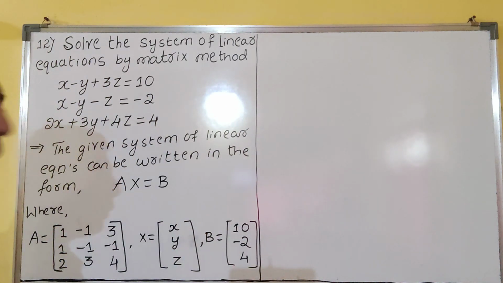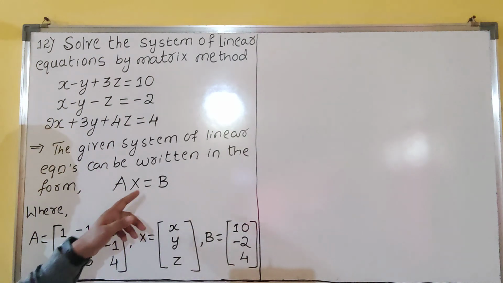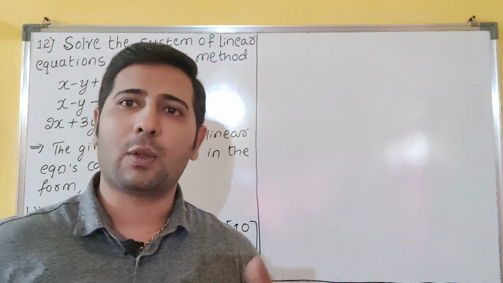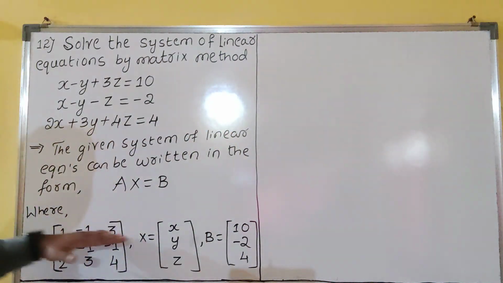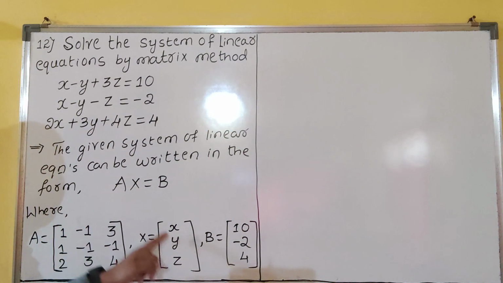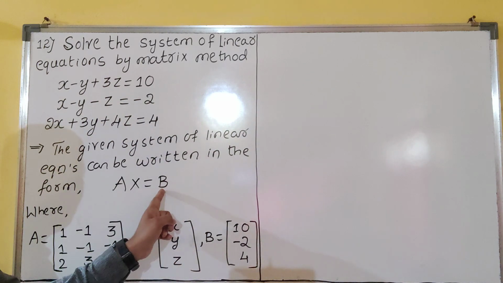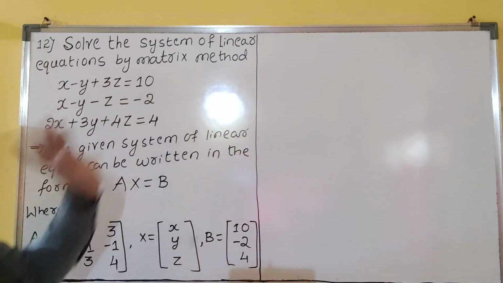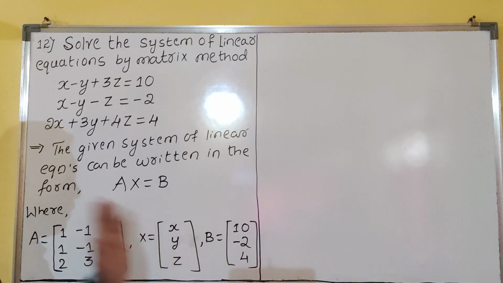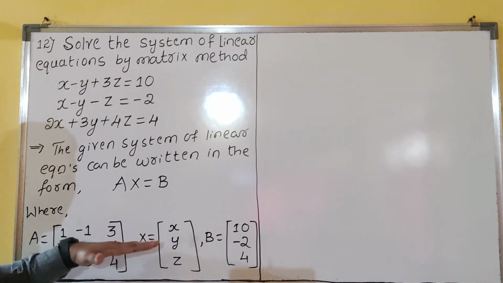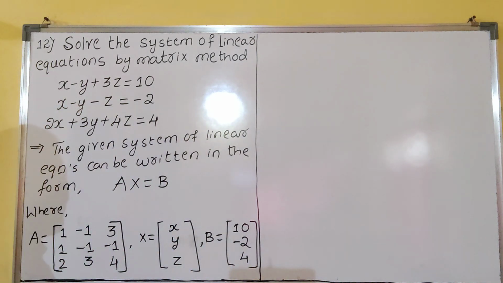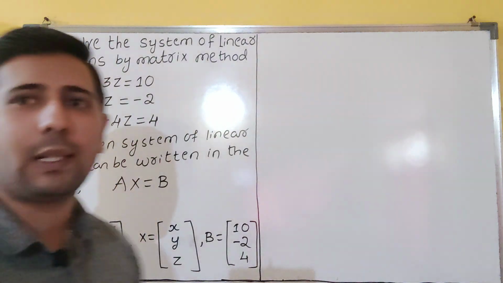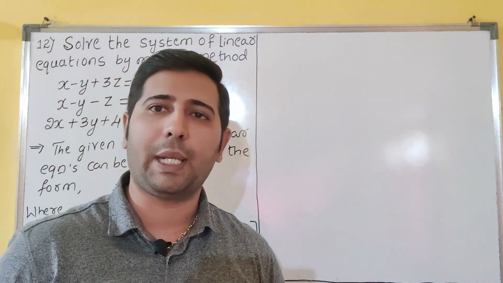So why have we written AX is equal to B, you know. If you multiply A into X, you know how to multiply matrices: row into column. So first row, first column: 1 into x is x, minus 1 into y is minus y, 3 into z is 3z. That is equal to B, that is equal to 10. First row, first column, the same only you will get. If you want you can multiply and check. You will get the same answer for the second equation. So that's why we write AX is equal to B, dear students.